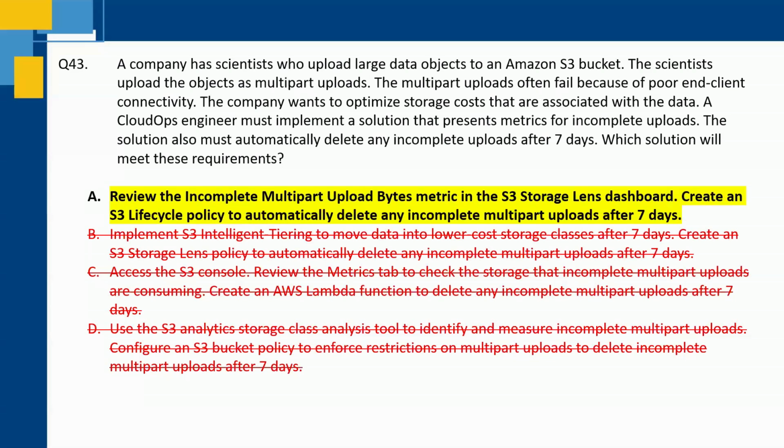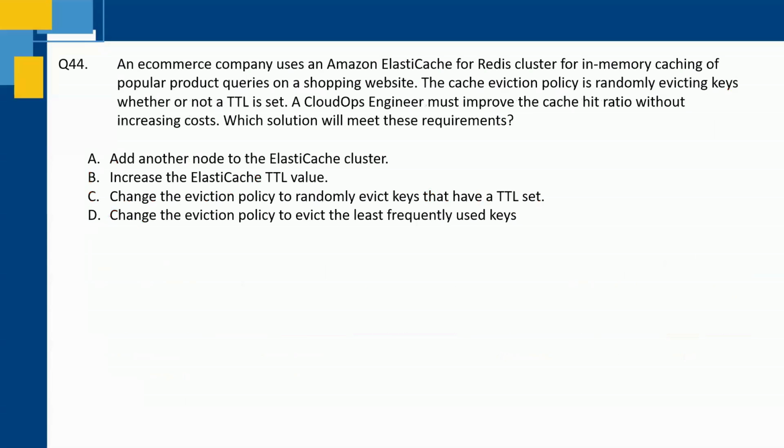Now, folks, option B involves S3 Intelligent-Tiering, which is for cost optimization of completed objects, not incomplete multi-part uploads. Also, S3 Storage Lens does not delete objects. It only provides metrics. Next question.